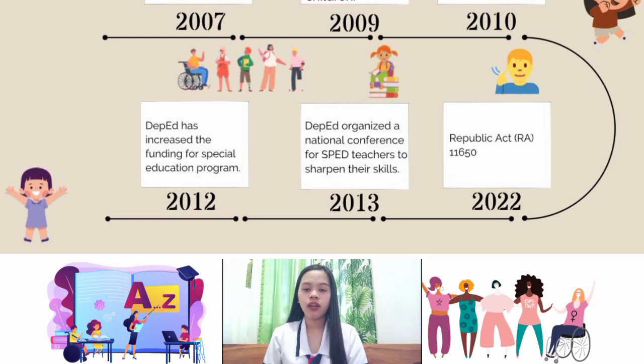And recently, in 2022, a new law was approved. It is Republic Act 11650, signed by Duterte on March 11, which provides that no learner shall be denied admission based on their disability. The new law provides that all schools, whether public or private, shall ensure equitable access to quality education to every learner with disability. That's all for our discussion.